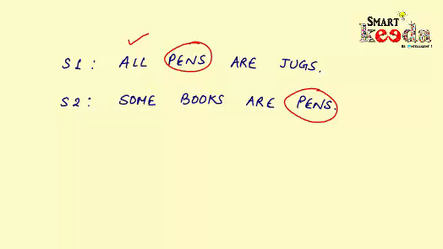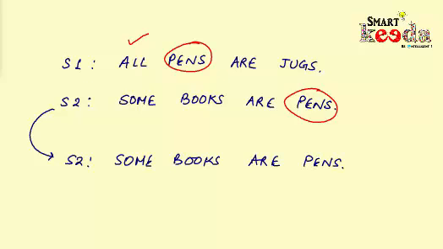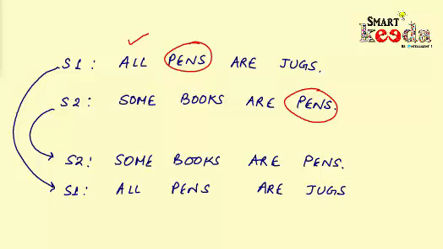Now what we can do to align the statements in a proper way, we can change the order of the statements. Like, let's write down S2 first, which is some books are pens, and now we can write down the statement number 1 like this: all pens are jugs. Now after the rearrangement, you can see that the middle term, which is pens, gets into the predicate part of the first statement, which is actually the second statement, and it is in the subject part of the second statement, which is actually the first statement.